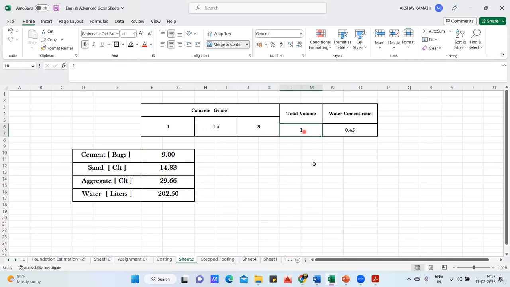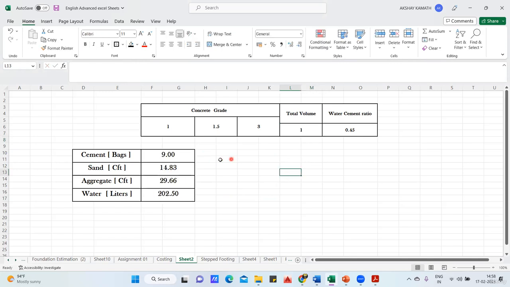Let us say tomorrow you want to do some 50 cubic meters of M20 grade of concrete. According to that, I require 404 cement bags. I require 741 CFT of sand. I require 1483 CFT of aggregate, and I require almost 9,000 liters of water. Got it? So this is how the Excel sheets have to be prepared.